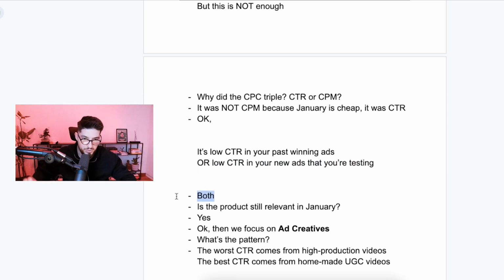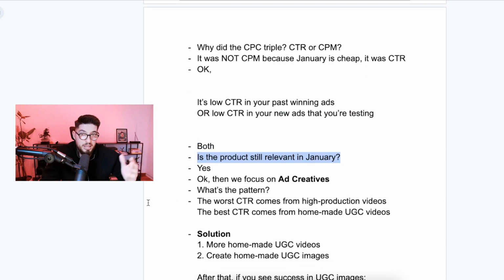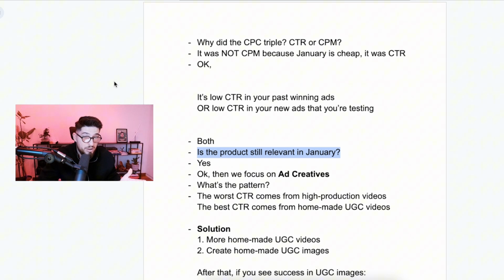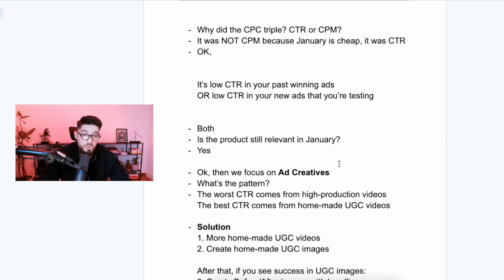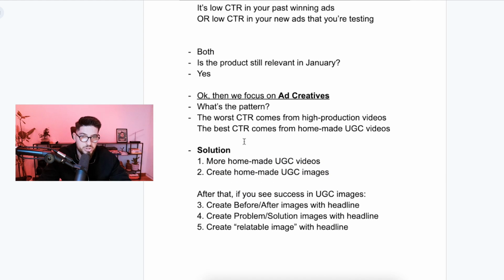So everything. So then my next question is, if everything has a low CTR, is the product still relevant in January? He said, yes. I said, okay, so then you have a problem with ad creatives. So what is the pattern? You have to understand where the real problem is. Go to the ad account, last 7 days, order the column by CTR, and you check. And you see the worst CTR comes from high production videos. The best CTR comes from homemade UGC videos, which is the real case. Now the solution: make more homemade UGC videos.